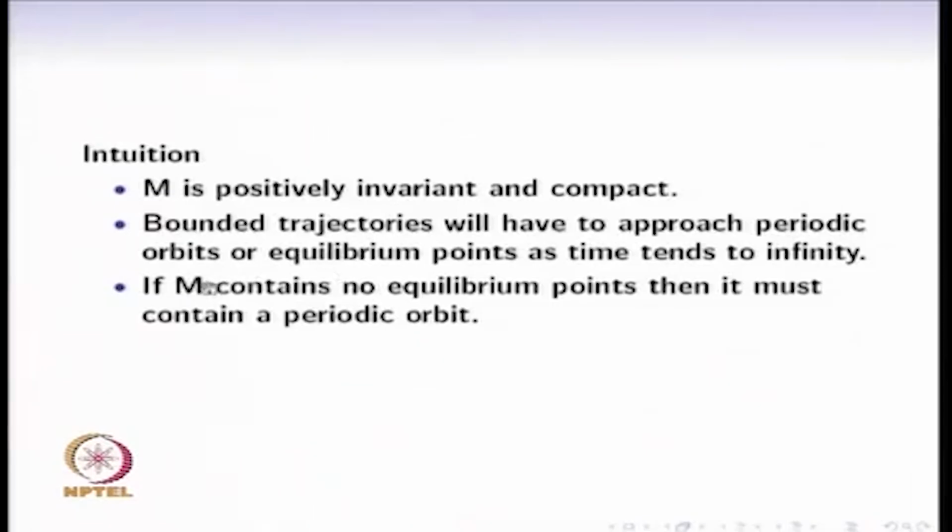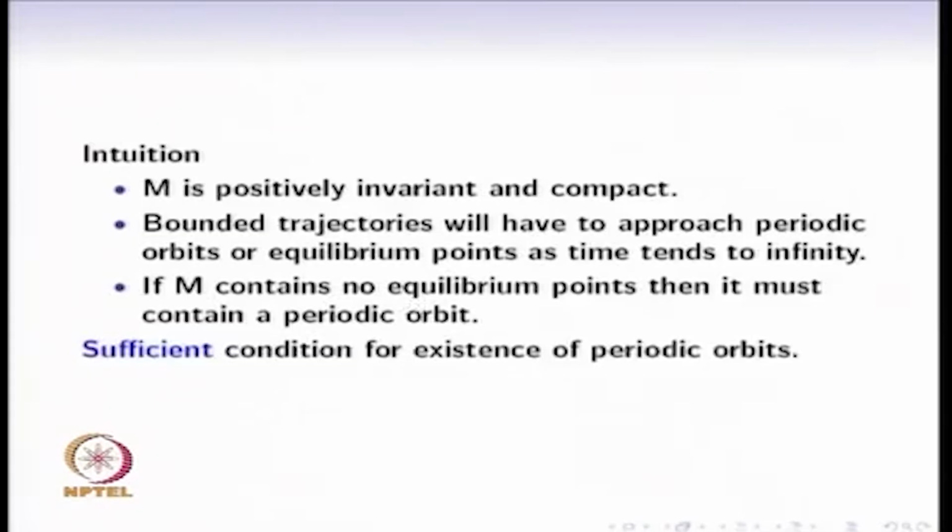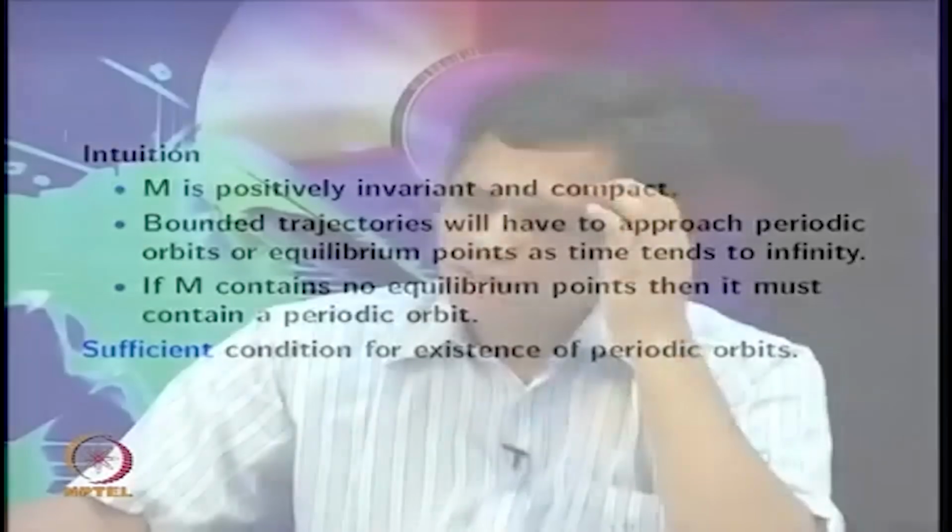Secondly, even if M had an equilibrium point, if that were unstable, then the trajectories could not be converging to it. So we would have a periodic orbit even if M had an equilibrium point which was unstable. So these three conditions on M ensure that there is a periodic orbit.